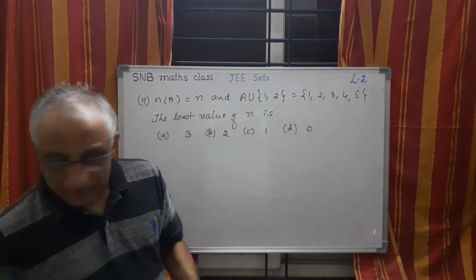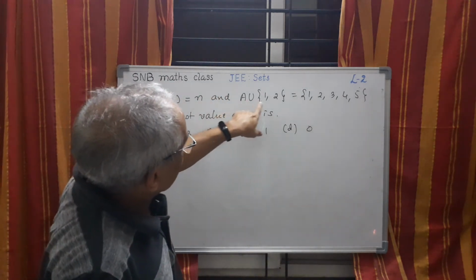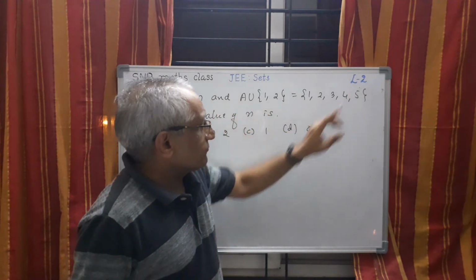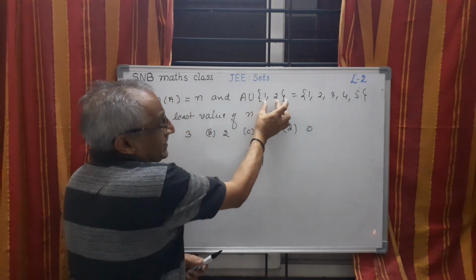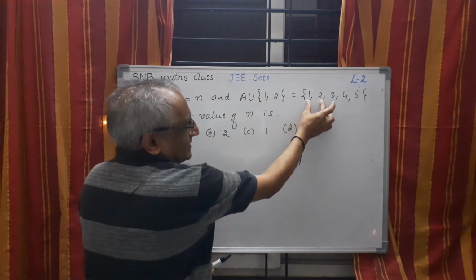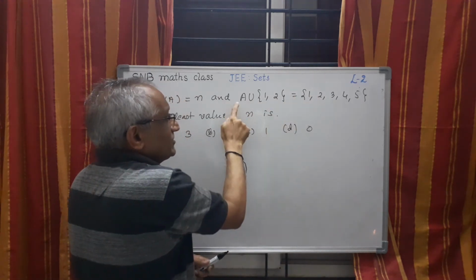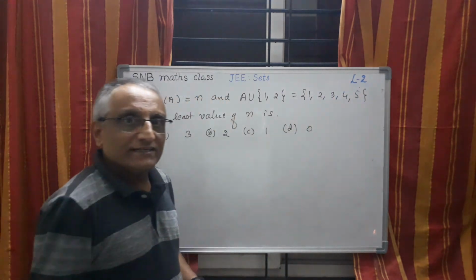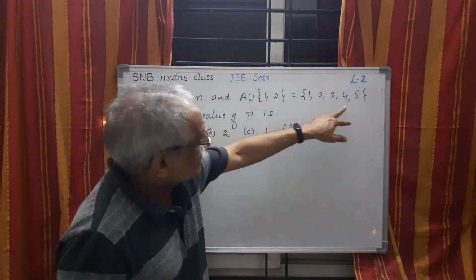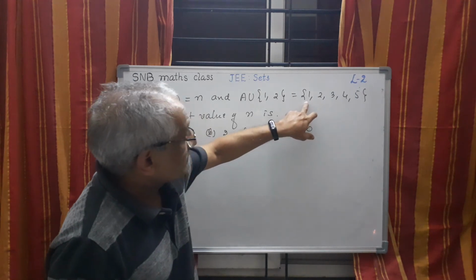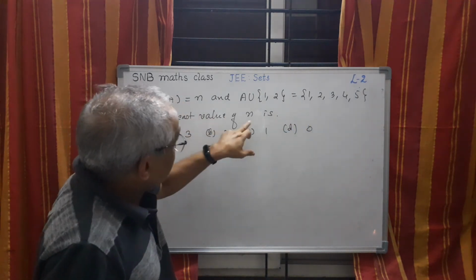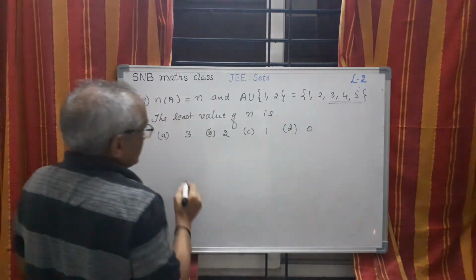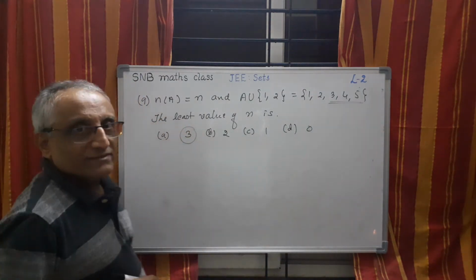See here, if you take the union of these two sets, you get 1, 2, 3, 4, 5. Already 1, 2 is here also. So A should contain the remaining elements exactly, that is 3, 4, 5. It should contain 3, 4, 5. Other than that, it can also contain 2 and 1. But he is asking what is the least value. So the least is 3, 4, 5. Therefore, it should have a minimum of 3 elements.